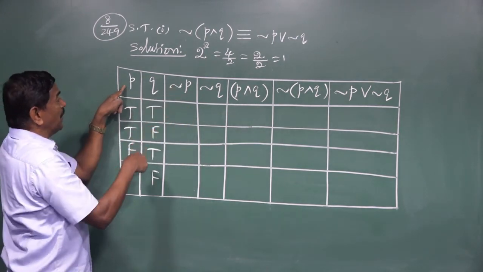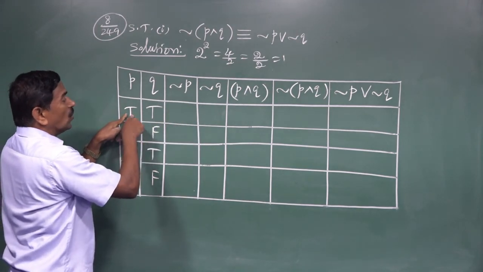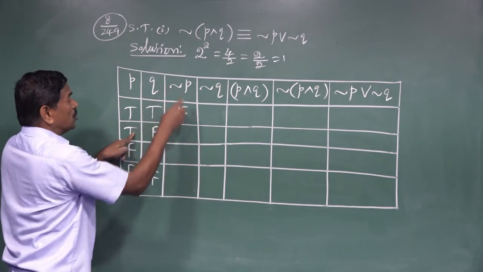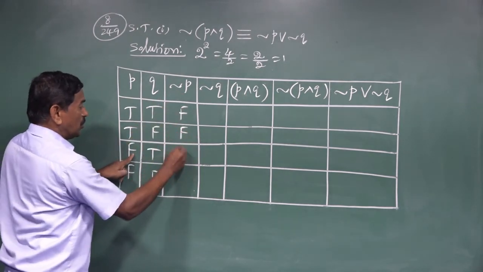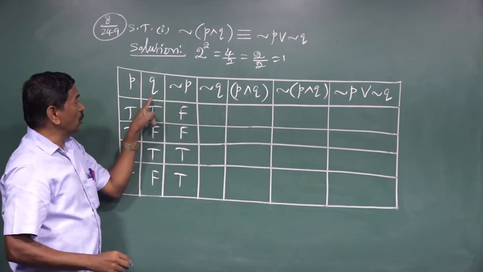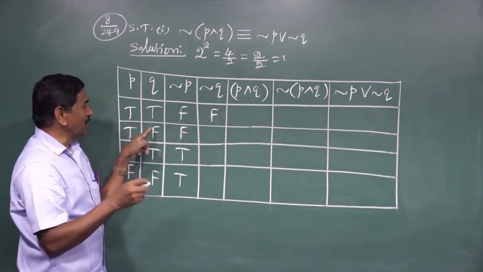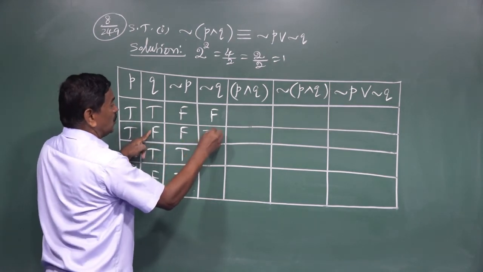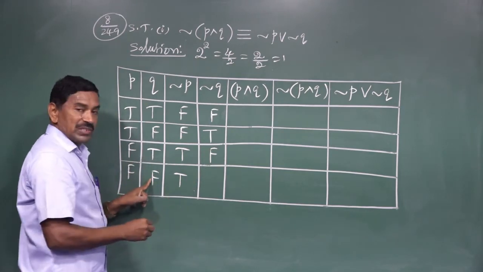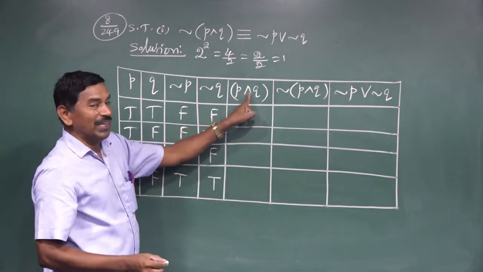It is a P, but it is negation P. Come downwards. True, opposite, false. False, opposite, true. Over. Next, negation Q. It is Q. True, opposite, false. Next, yourself. Very good. False, opposite, true. Next, true, opposite, false. False, opposite, true. Completed.